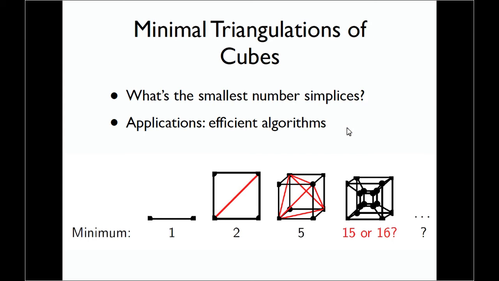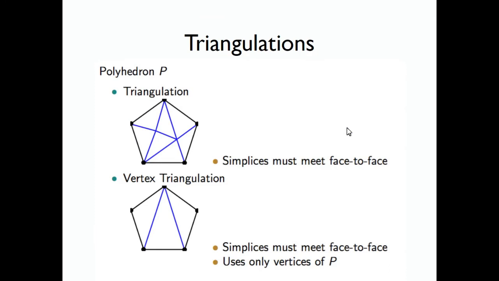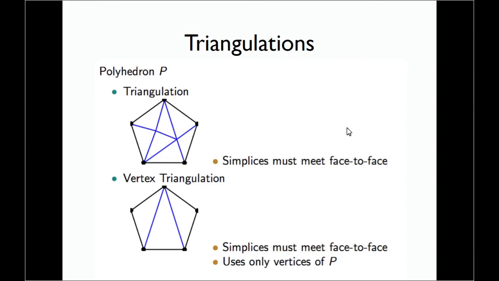What was unknown was the dimension 4, the tesseract. What's the minimal number of simplices you need? A paper in 1982 gave a 16-simplex triangulation of a cube. Another paper, using an interesting hyperbolic geometry argument, which seems strange, ask me any questions later if you want about how that works, showed that you need at least 15. So we knew the answer was somewhere between 15 and 16. And so what we started doing is looking at the kinds of triangulations you might use. So this is a triangulation. This is a vertex triangulation if you don't allow interior vertices.